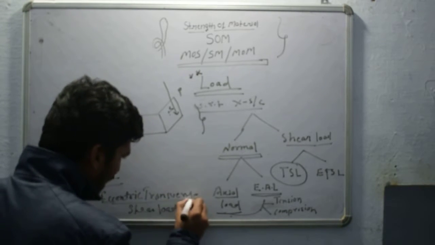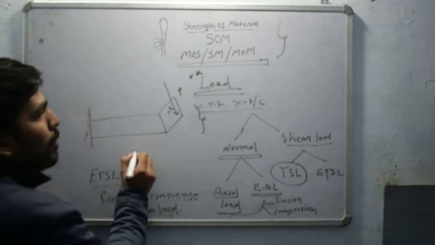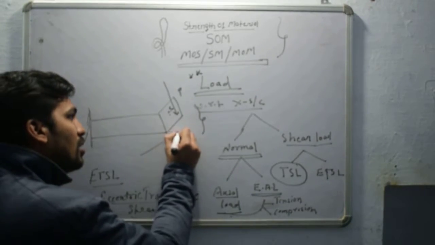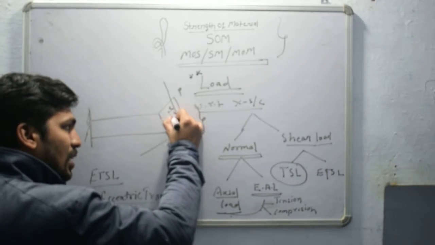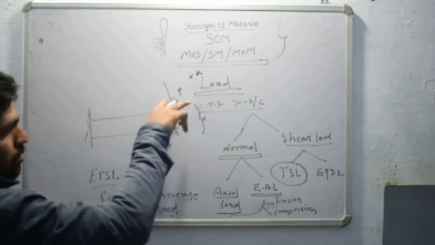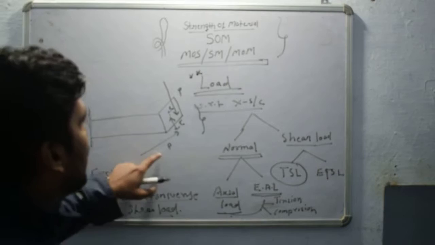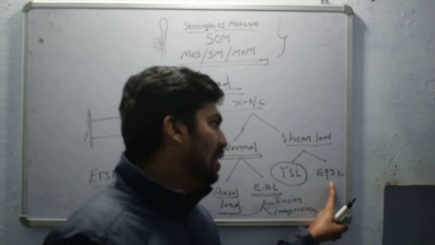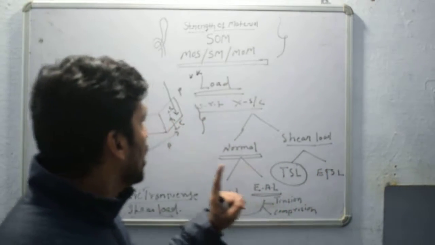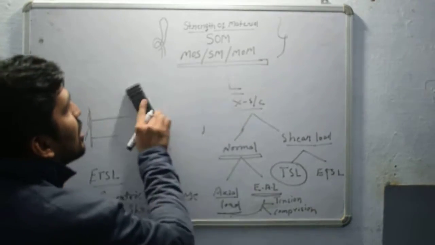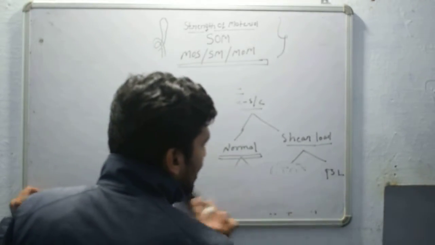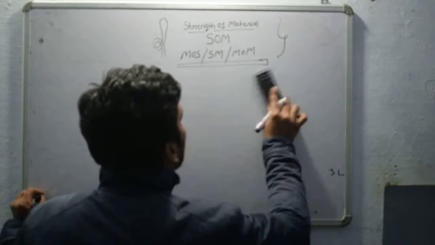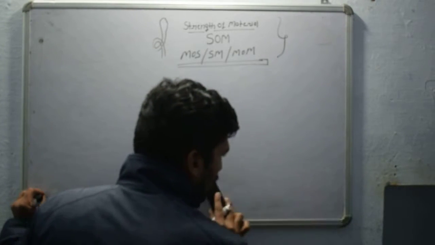Okay, eccentric transverse shear load means you apply a load which is parallel to the cross section but has an eccentricity, means which is not passing through the centroid, and it comes under the category of the ETSL, eccentric transverse shear load. So this is the complete classification of the load with respect to cross section, with respect to distribution, and with respect to time.